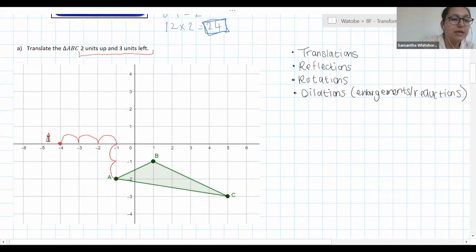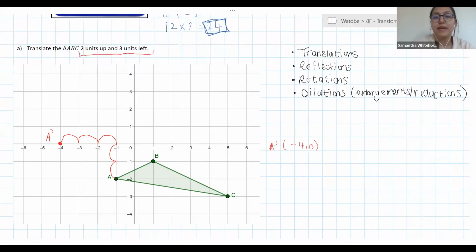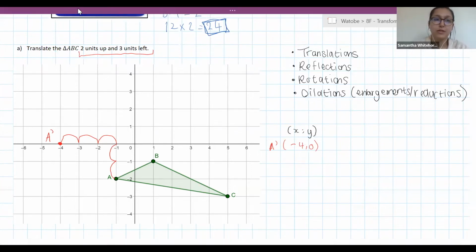Remember, obviously, when we label these coordinates, we use a little apostrophe. And so in this case, A dash, or the new coordinate of A, is now at -4, 0. Remember as well, guys, that coordinates are always written X first and then Y. So we always read the X coordinate first and then the Y coordinate.